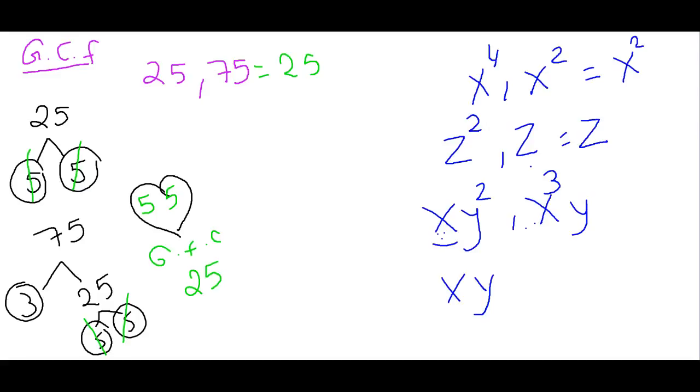But both bases have to be there. What if I had a z here? Do I need to do anything? No, because there's no z here. This is the only z I have. So there's no z, so it's not common. They don't have it in common. So still, this will be your greatest common factor.